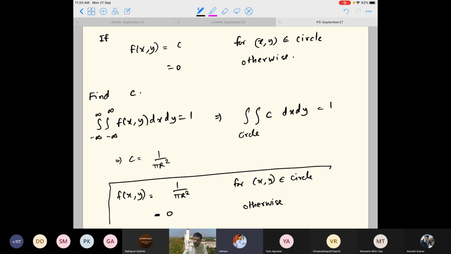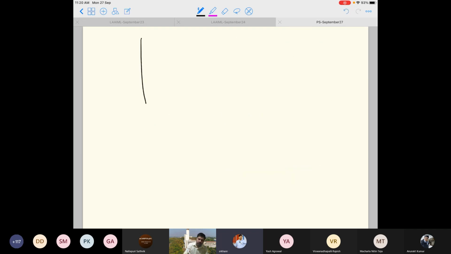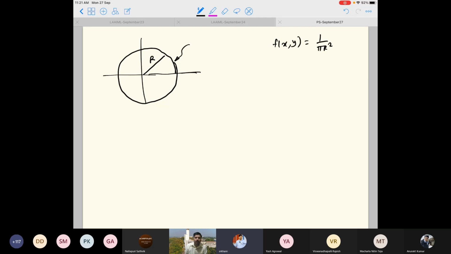Very interesting density. How will this density behave? So let us see once again. Okay, so what do we have? We have a circle of radius r, right? So this is the circle of radius r. This is the radius r. Xy is going to denote the coordinates of the point randomly chosen in this circle. And what is the density? The density is given by f of xy is equal to 1 upon pi r square. Okay. So can you tell me how is the graph of this density going to look like?